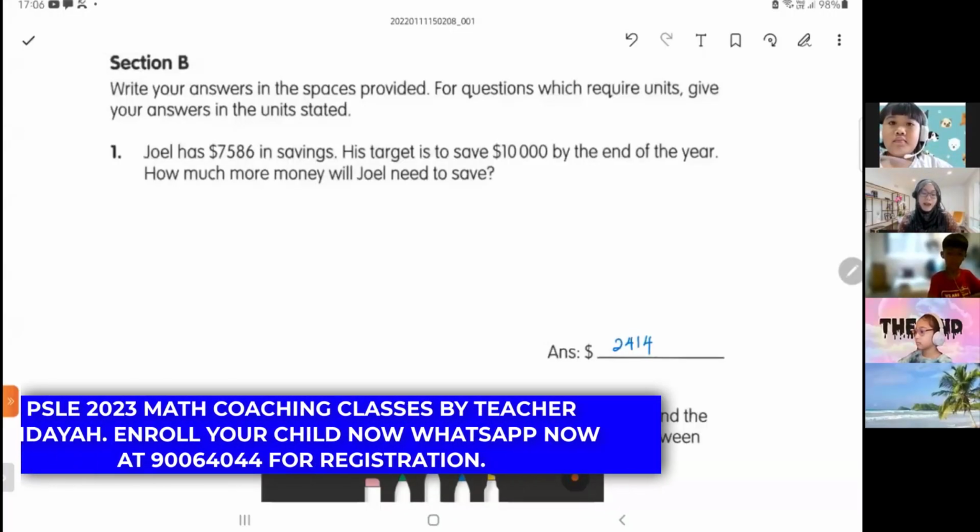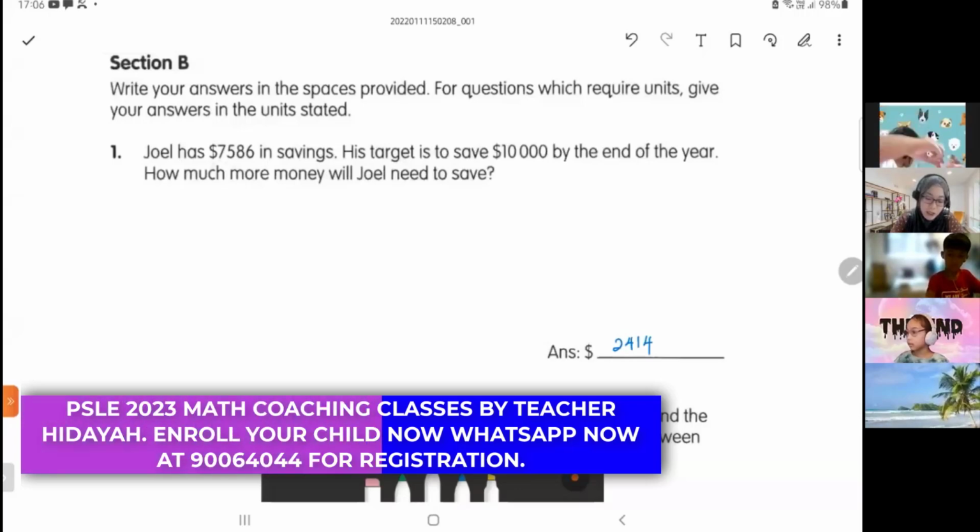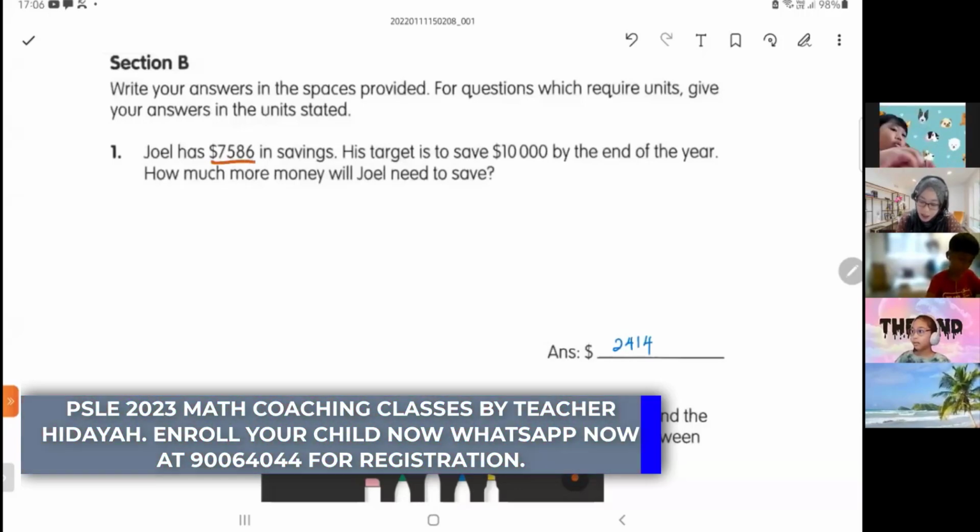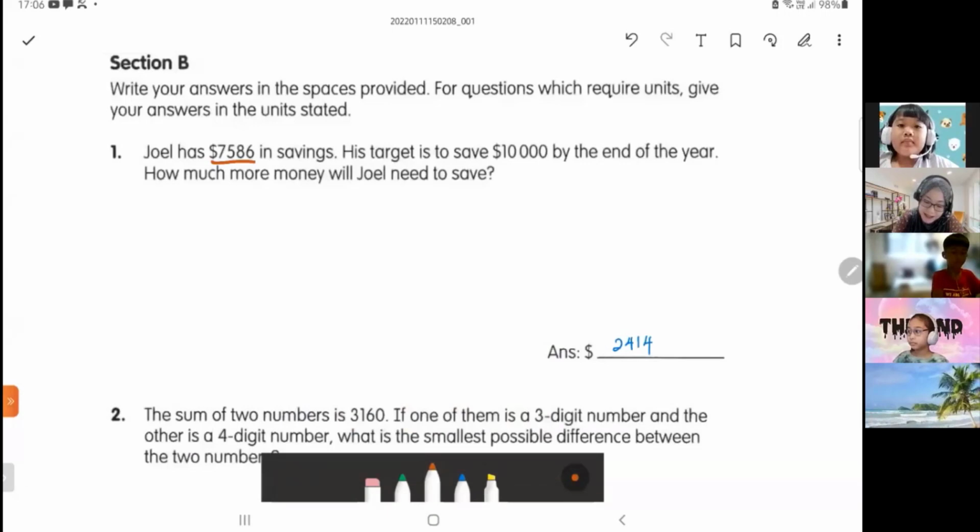Joel had $7,586 in his savings. And then his target is to save $10,000 by the end of the year. How much more money will Joel need to save? This is a classic part-whole model question.